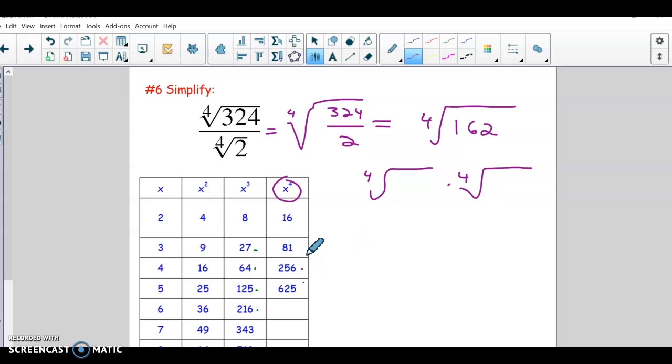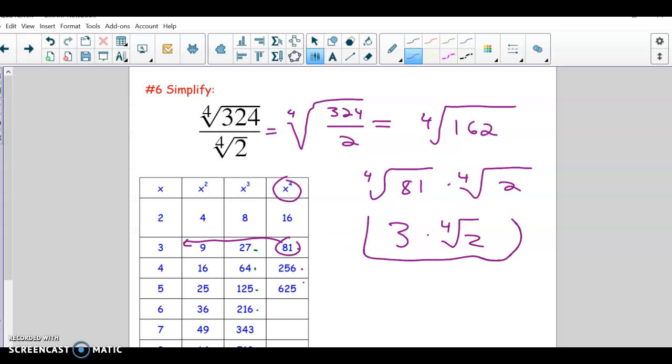256 is too big. 81 I think works right away, so actually I can just do 81 times 2. And then my 4th root of 81, if I just come across here, is just 3. So this 4th root of 81 cleans up to exactly 3, and then I have a 4th root of 2 left over. Okay, sorry for all the difficulties on that one, but hopefully that's the right answer now.